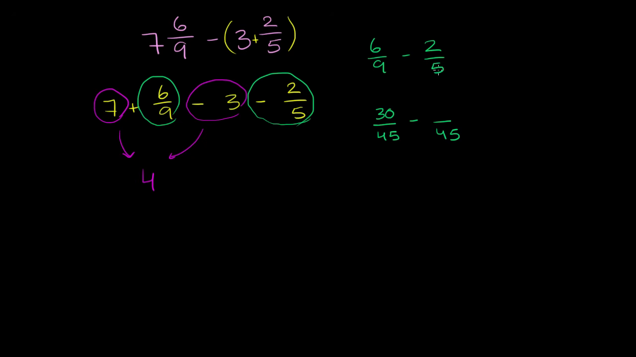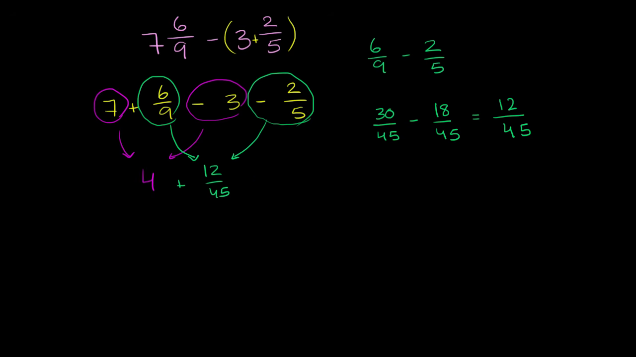And then I'm going to subtract. To go from 5 to 45, I had to multiply by 9. So I have to multiply the numerator by 9 if I don't want to change the value. So 2 times 9 is 18. And 30 45ths minus 18 45ths is going to be something over 45. 30 minus 18 is 12. So if I subtract these two fractions right over here, I get 12 45ths. So it's 4 plus 12 45ths.